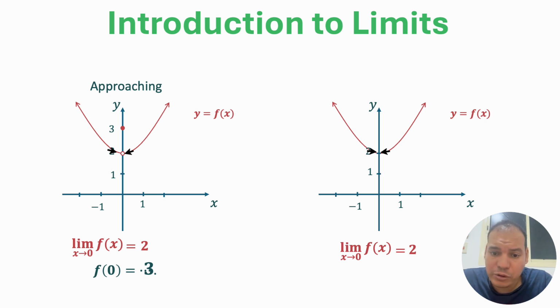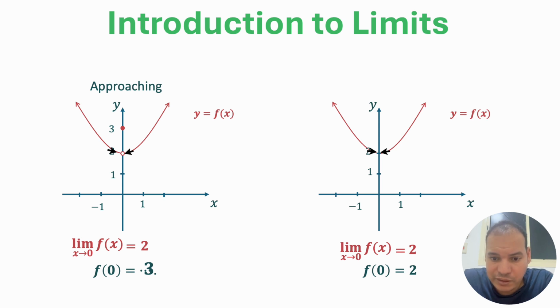Whether or not the value of the function is equal to 2 is another thing. This is irrelevant to the limit of the function. So the limit is a description of the behavior of the function at a specific point. All right, hope you get it. Let's move on.